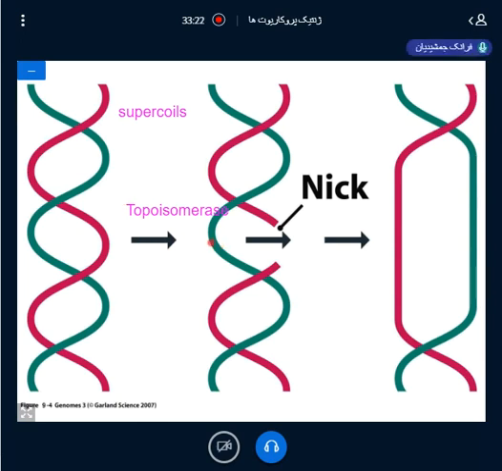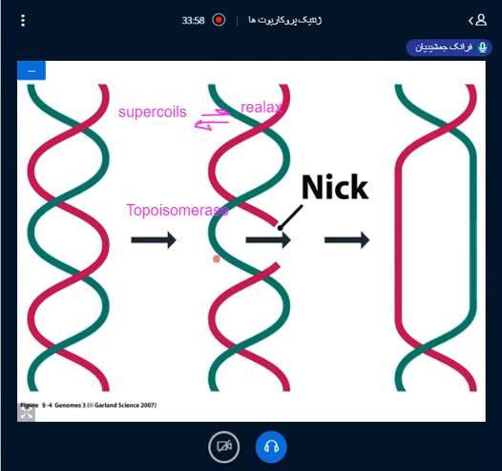Do you know about topoisomerase? Okay, thank you so much. So the topoisomerase can convert supercoiled DNA to relaxed DNA. They can convert supercoil to relax and also relax to supercoil.